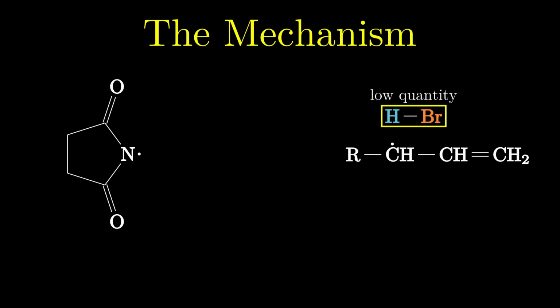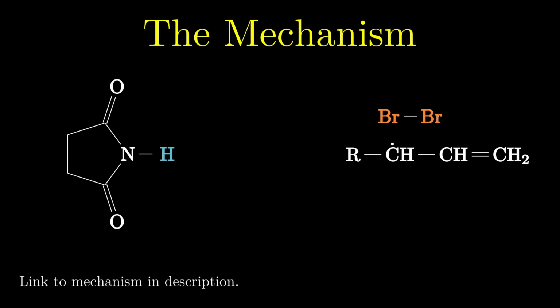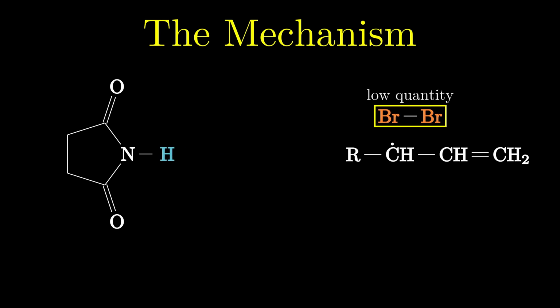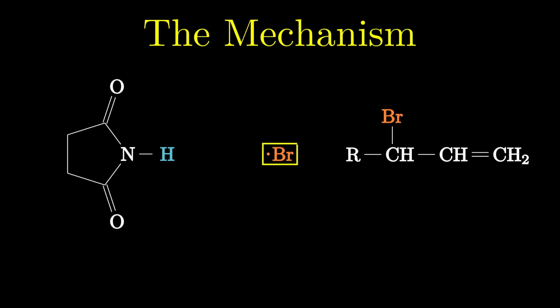Interestingly, another NBS reacts not with the allylic radical but with the HBr instead. This forms bromine molecules. The bromine molecules are also not produced in significant quantities to add to the double bond. When bromine molecules react with the allylic radical, the allyl bromide product is formed as well as another bromine radical. This bromine radical allows the reaction to continue or propagate in the same manner, resulting in more allyl bromide.